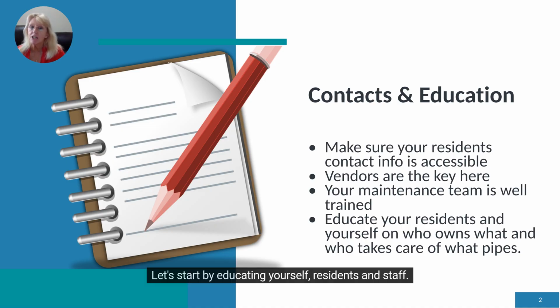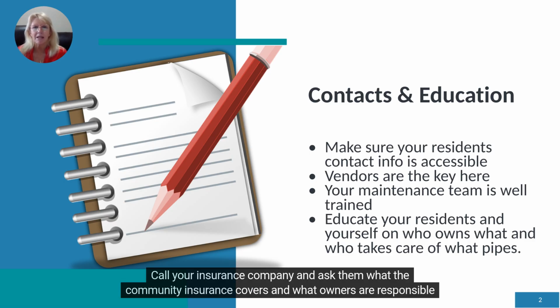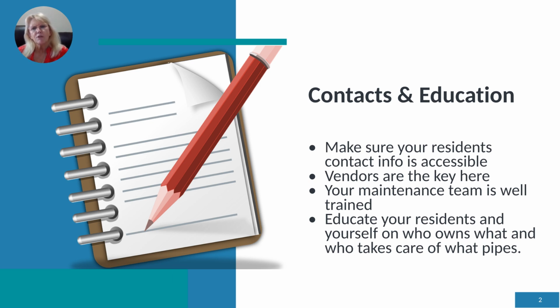Let's start by educating yourself, residents, and staff. Find out who owns what pipes, walls, community plumbing. Call your insurance company and ask them what the community insurance covers and what owners are responsible for. Check your governing documents. Then you educate your staff and owners. Where are the water shutoffs?